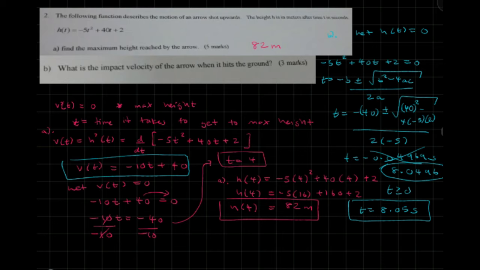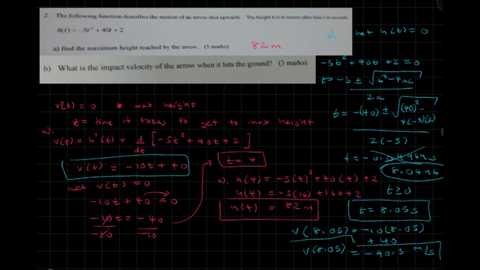So if you want to find the velocity of how fast the arrow hits the ground, the impact velocity, I'm going to plug this into the velocity function. So you're doing v of 8.05 is equal to negative 10 times 8.05 plus 40, and this is going to give us negative 40.5 meters per second. Okay, so this is your impact velocity and occurs at 8.05 seconds, right?